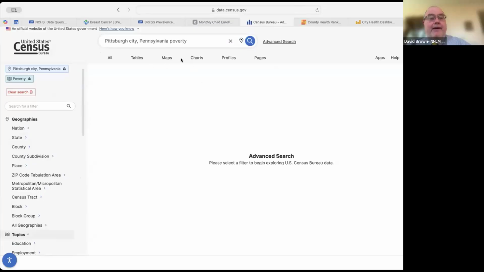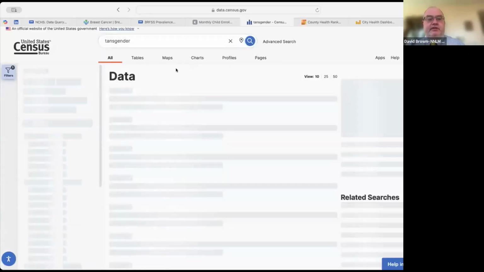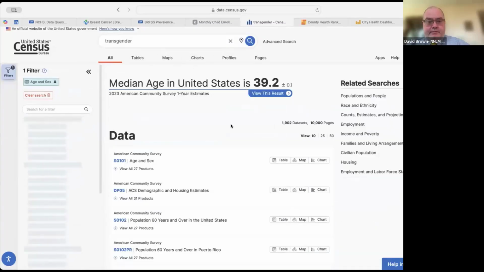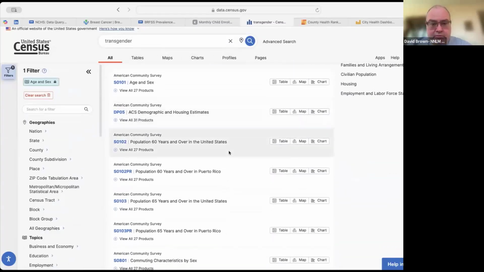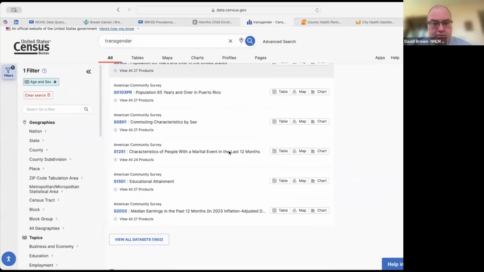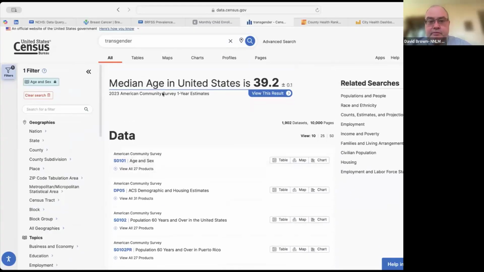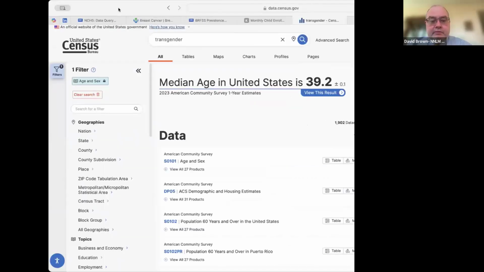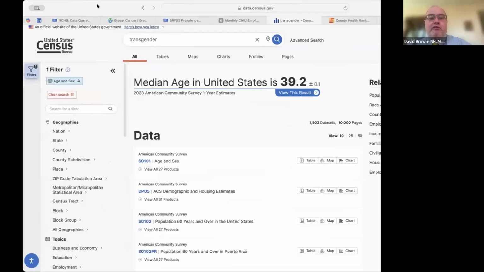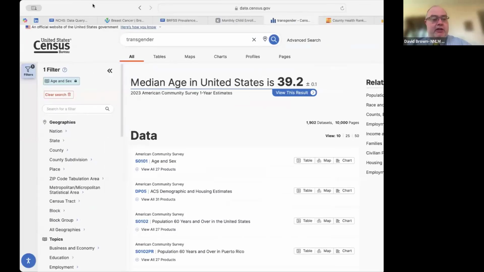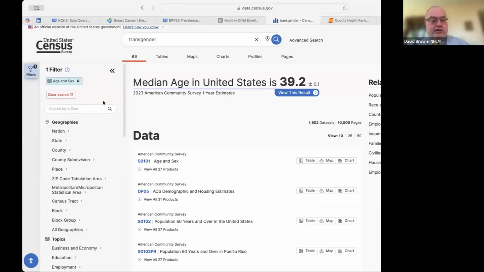And Sarah, about transgender, I don't know. Let me see if I get anything here. We can always try this. See what, if anything. Nope, except if I misspell it. And like I say, that may be more of a problem with our federal data set. We can try some other stuff as we go along. I will think about that as we go forward.